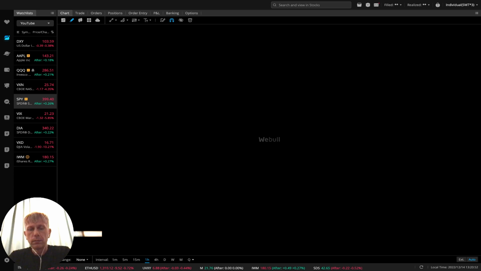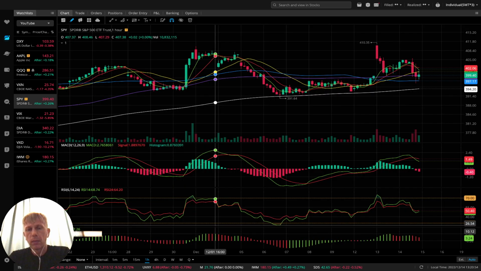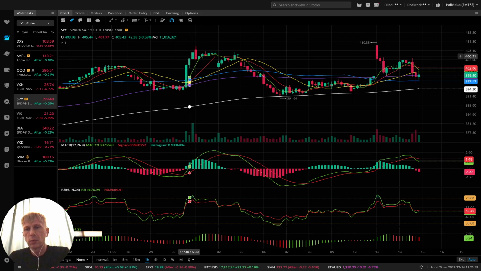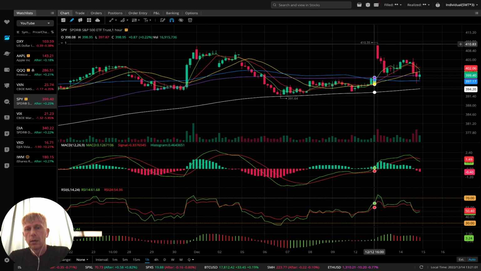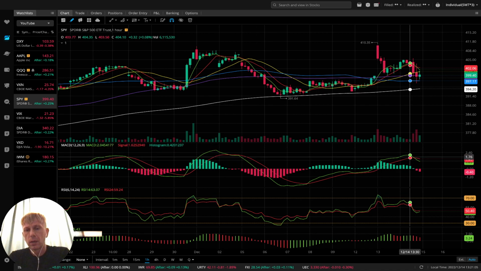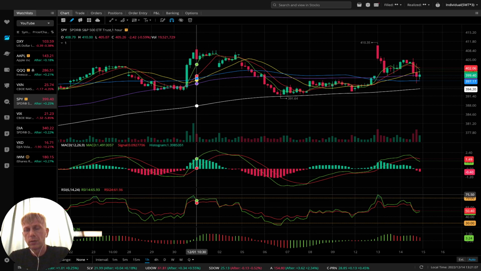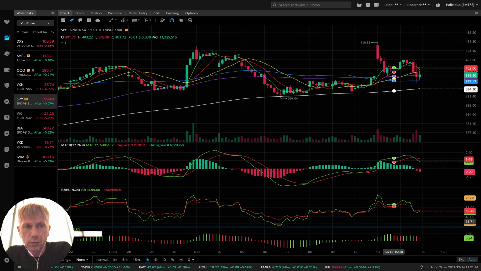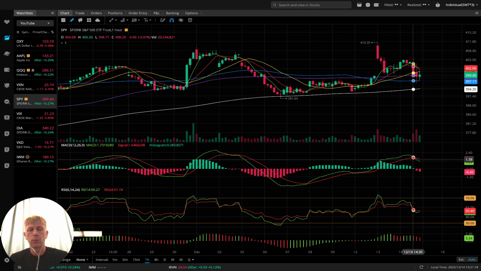1 hour, same bearish divergences, right? Look at this point, this is a new high. On MACD, it's lower, bearish divergence. RSI, bearish divergence. Awesome oscillator, bearish divergence. Bearish divergence on the awesome oscillator on SPY, and bearish trend on 1 hour.